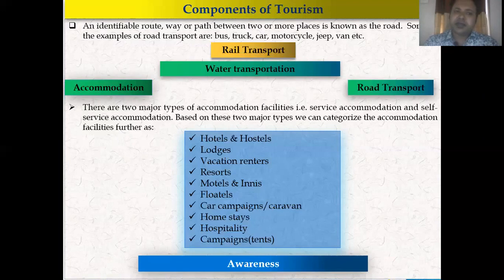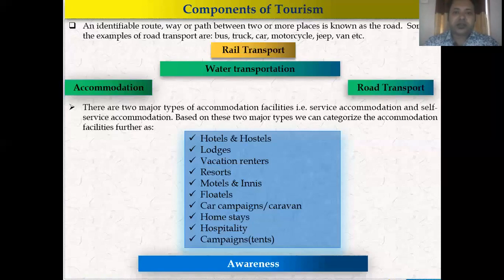Service accommodation means where you stay and you will have all the facilities through the service boy, waiter, and the hotel, motel, and other inns' employees or staff. On the other hand, self-service accommodation basically refers to when you are staying at an accommodation, you will have to cook yourself and you will have to clean your clothing and other things.